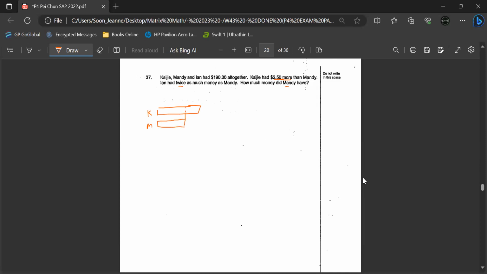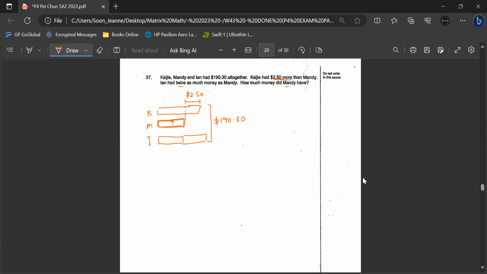So this is $2.50 more. Okay. Then what about Ian? Ian is twice of Mandy. So Mandy is this, so Ian will be twice. That means it will be 2 times of Mandy's amount. So 1, 2, like that. Remember the total given is 190.30. I want to find Mandy. This is what I need to find.